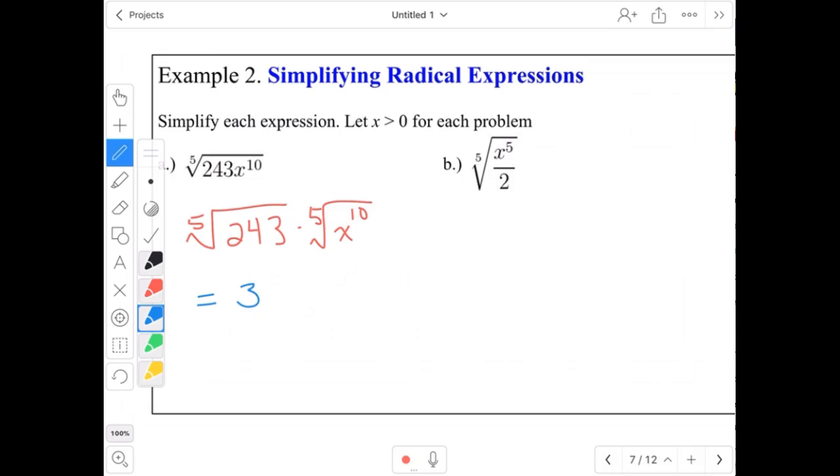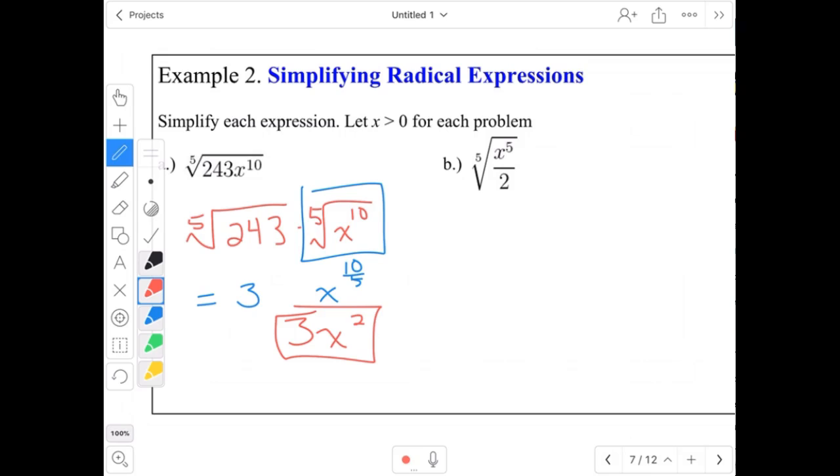And then the fifth root of x to the 10th, we should be able to rewrite this. So if we were rewriting this as a power, that would be equal to x to the 10 over 5. And then we can simplify these. So if we have x to the 10 over 5, that is just x squared. So our answer for that first one is just 3x squared.